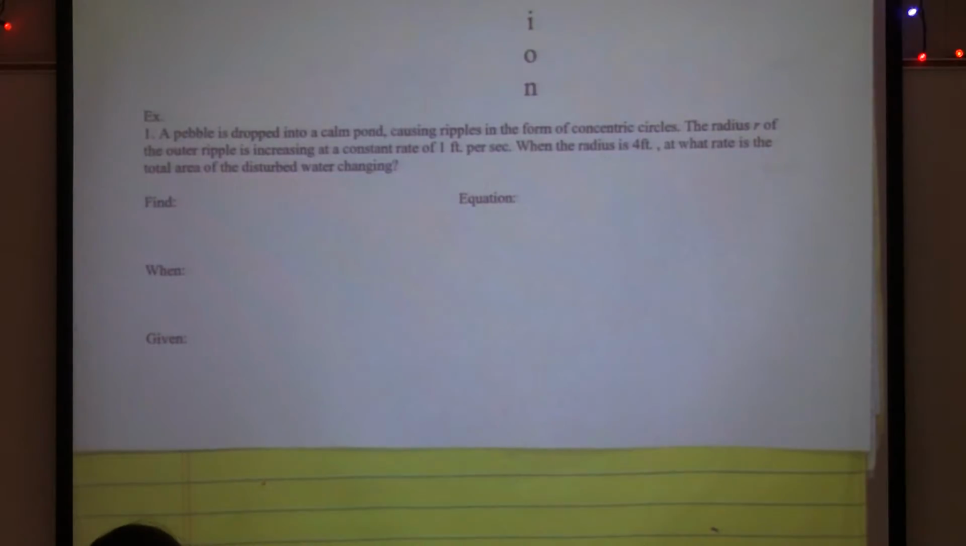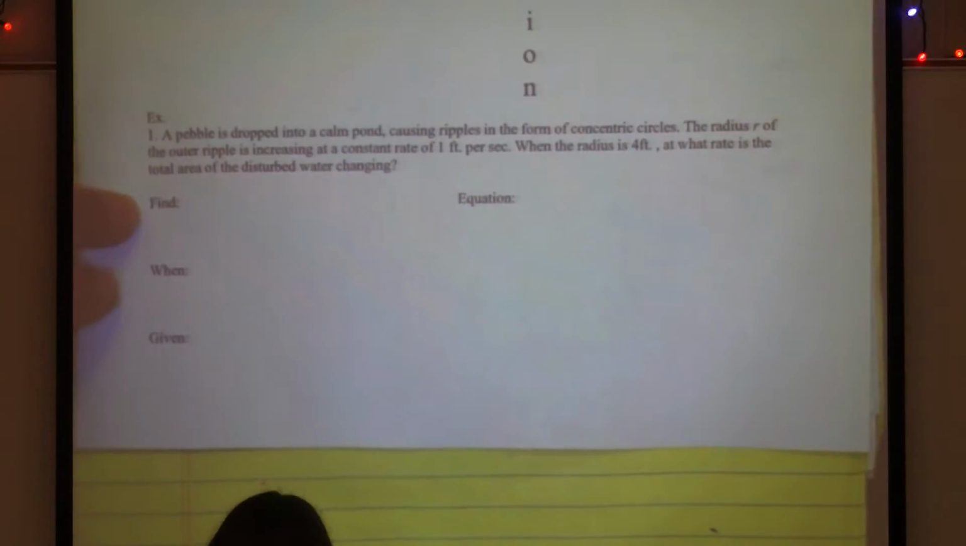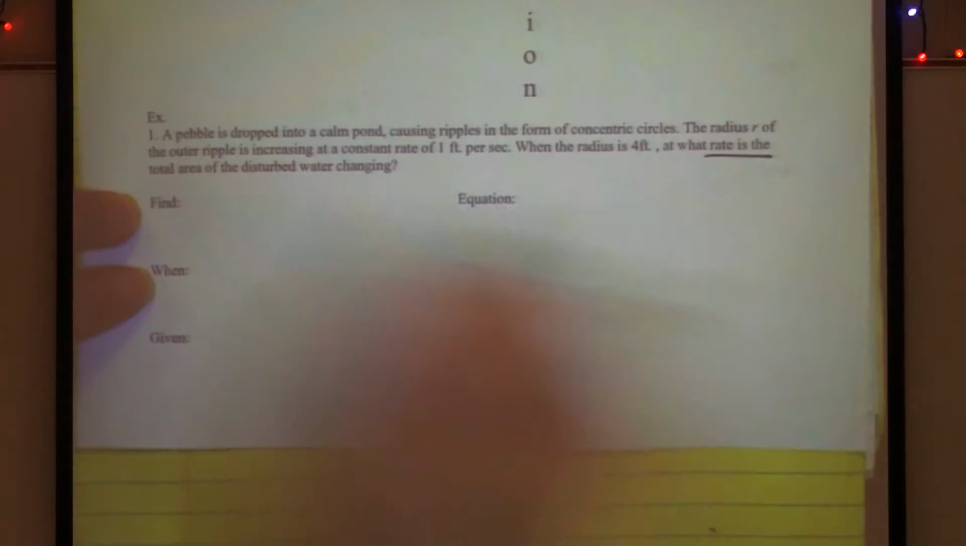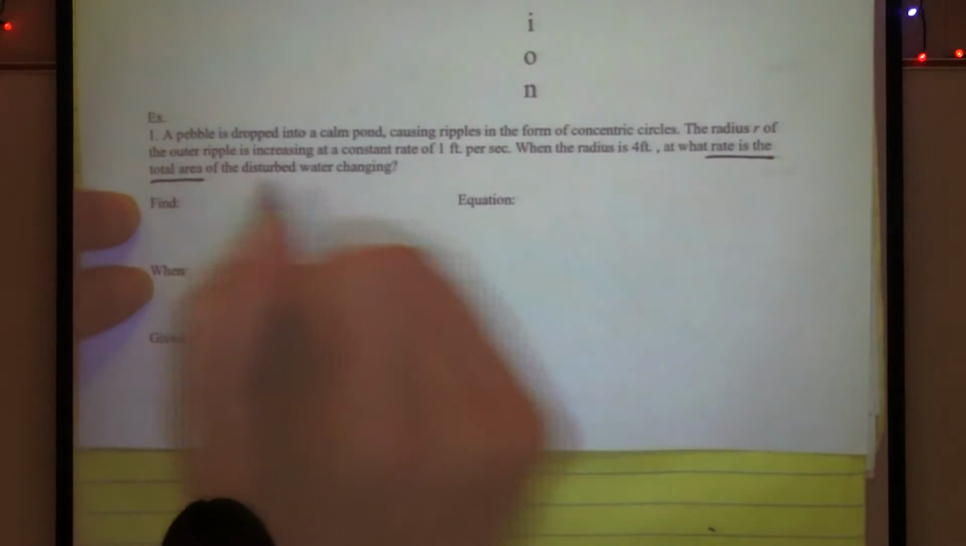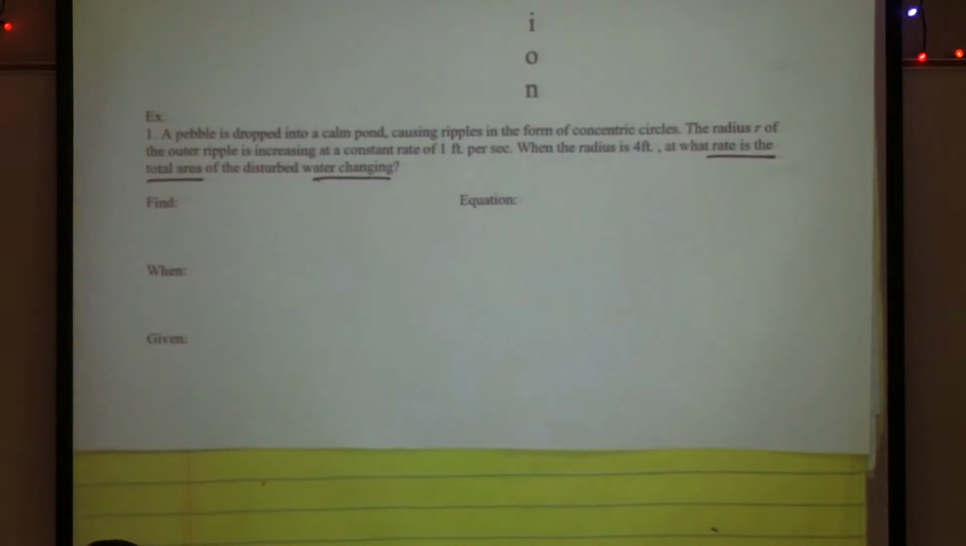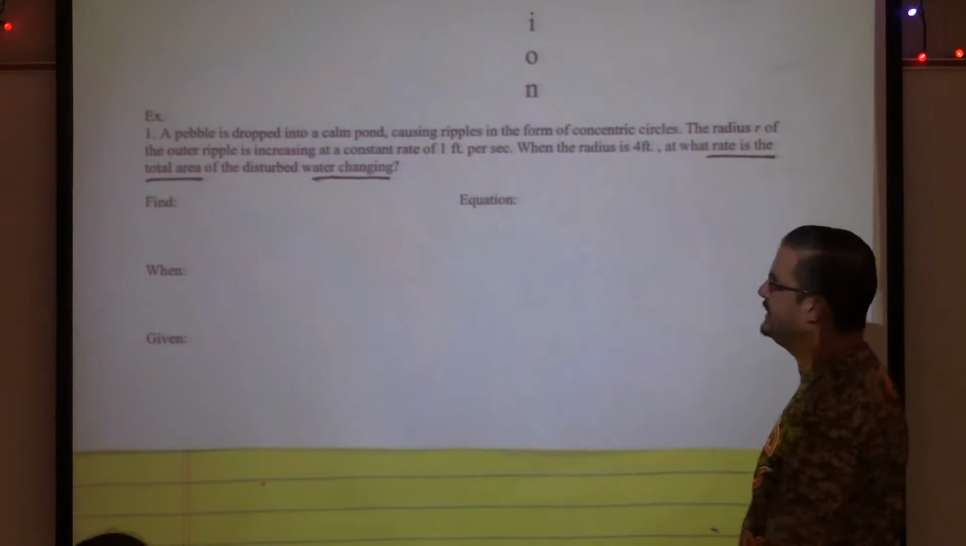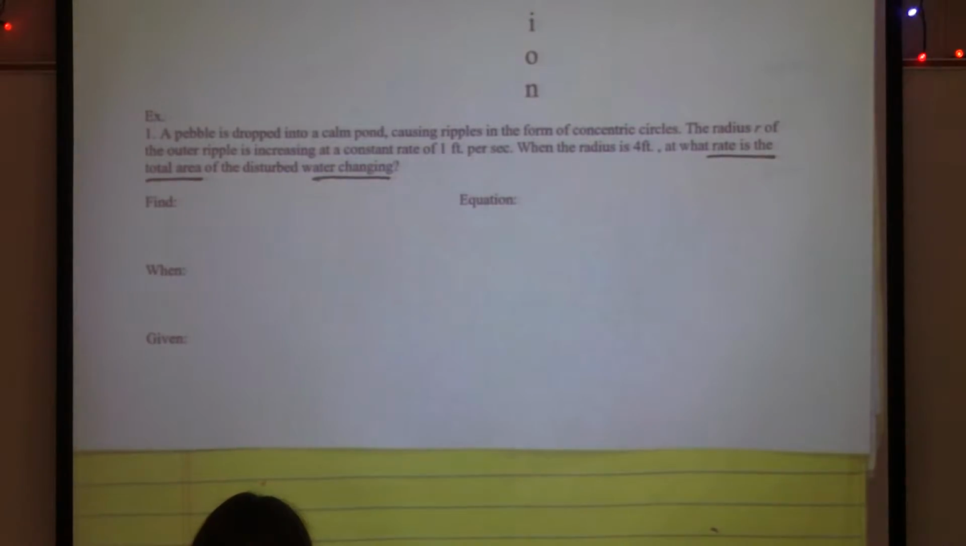Okay, so what is it that we're trying to find? Usually that comes out in the question part of it, so in the last section. We're trying to find the rate at which the area of that water is changing. What shape is that circle going to be? A concentric circle, so basically just a circle. So if I'm trying to find a rate, that means I'm looking for a derivative. So what notation would I use to denote that?